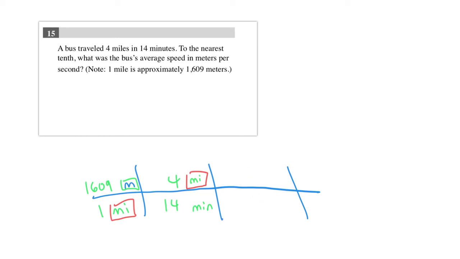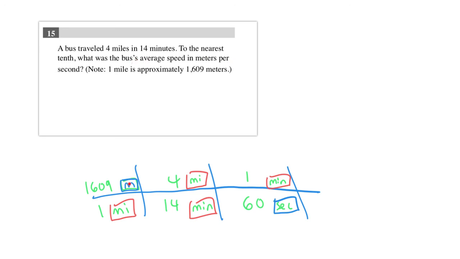Now, there is a final relationship we could set up where we immediately force the word minute to be up here so that it will cancel with that one down below. And we could recognize that 1 minute is equal to 60 seconds. And in that moment, we have meters and we have seconds. So ultimately, they want to know what's the bus's average speed in meters per second.